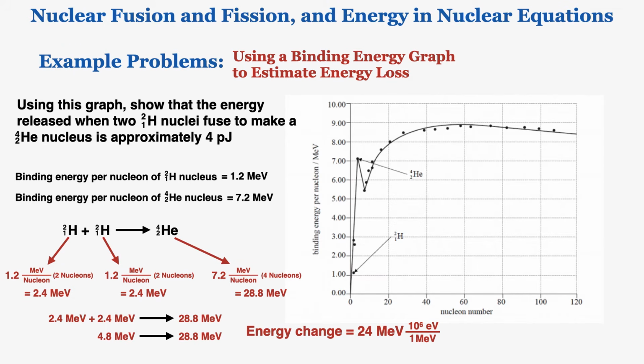So I just need to convert that to joules. First, I'm going to go from mega electron volts to electron volts. So there's 10 to the 6th electron volts for every mega electron volt. And then I can go from electron volts to joules. And when I do that, I see that this is roughly 4 times 10 to the negative 12th joules, which is equal to 4 picojoules. So that's how you would use this graph to find the energy released.